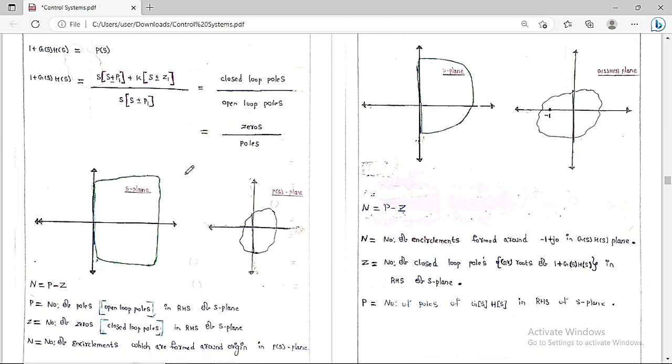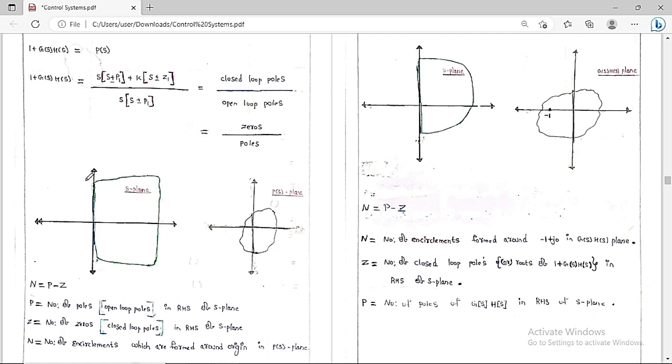So now I am going to do the mapping from the S plane to the P of S plane. Listen carefully. In the S plane I am going to consider all the arcs, the full arcs, the total entire arcs of the S plane. Then this is the P of S plane.